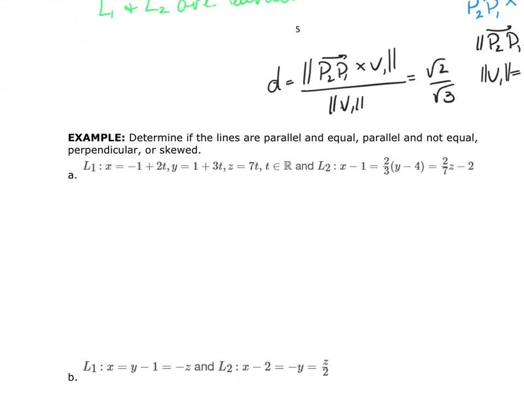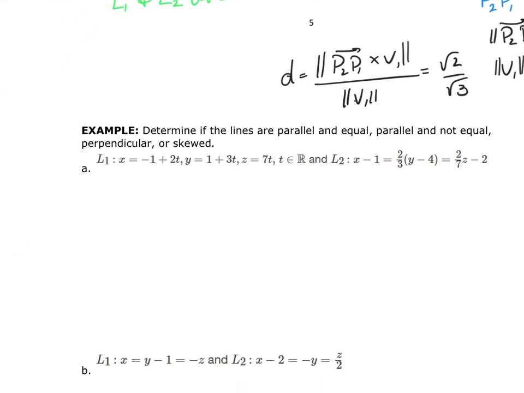Now I'm going to be asked to find if my lines are parallel and equal, parallel and not equal, perpendicular, or skew. So remember, for perpendicular, I would do the dot product. Parallel is always the cross product. So the first thing I'm going to do is take my line 1 and write it in symmetric form. So I'm going to add 1 to both sides and divide by 2.